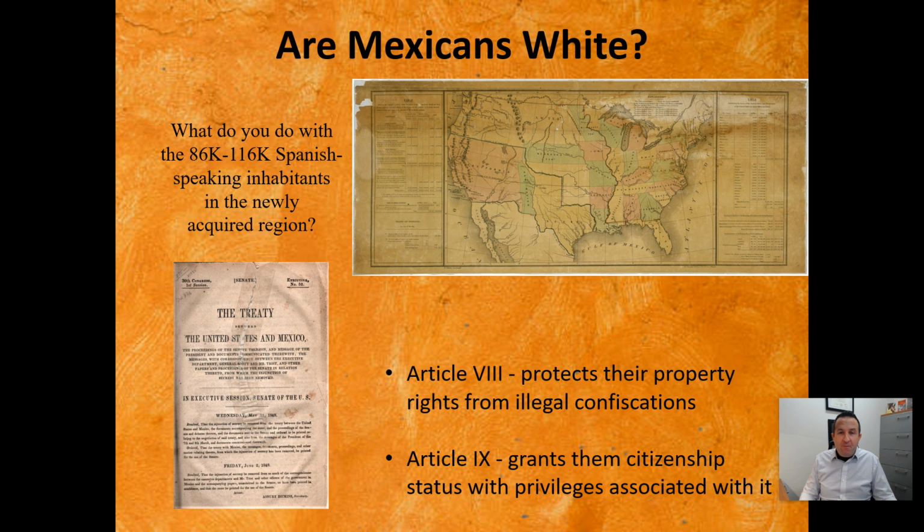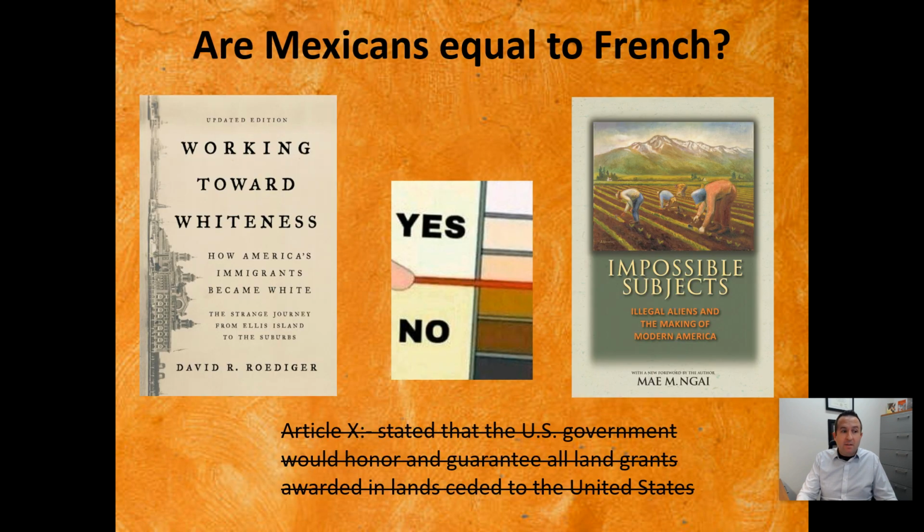There was no phenotype check. They didn't go door to door and see what color your skin was to say, are you white or not? The treaty was very blanket. If you were of Mexican descent, living in the Southwest, you were given citizenship, which means you are white. So much like their French counterparts, who were Catholic.